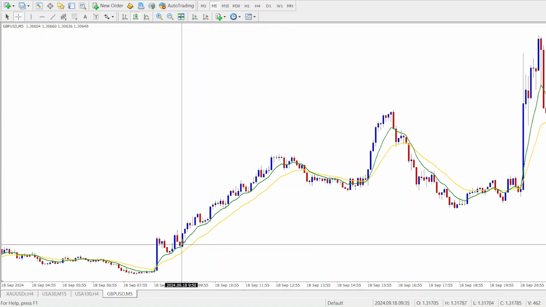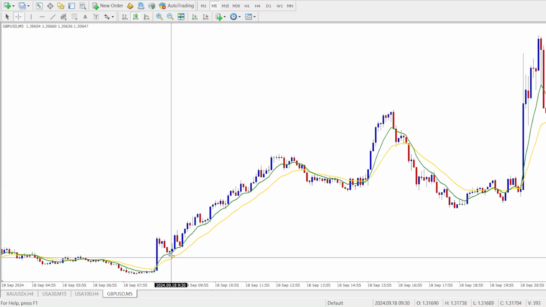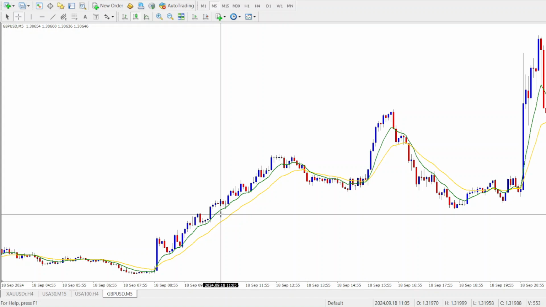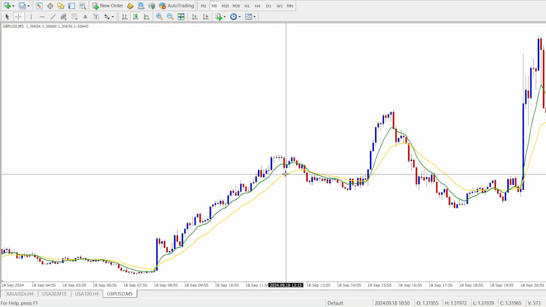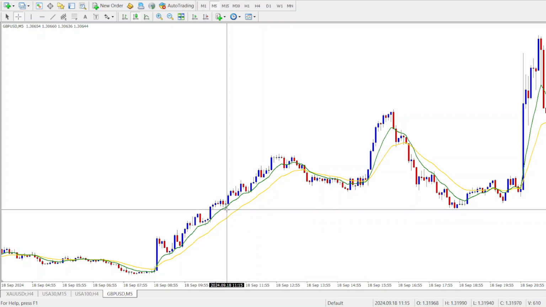If you want to open multiple trades in the same direction, you might want to use these bounces as good entry points. If you want to have multiple positions opened, right? Each bounce is a good entry point.